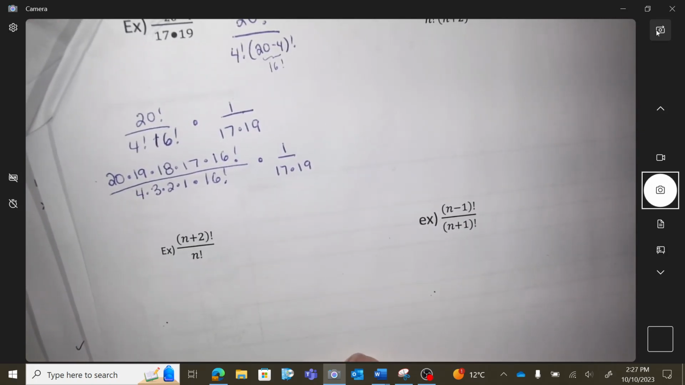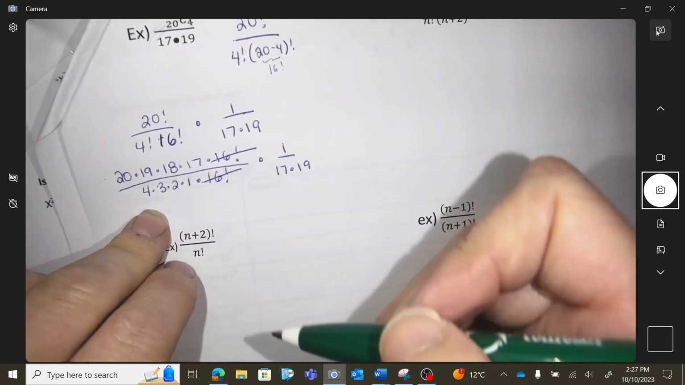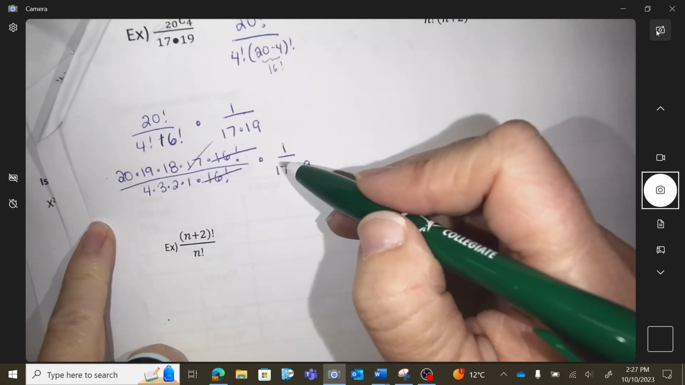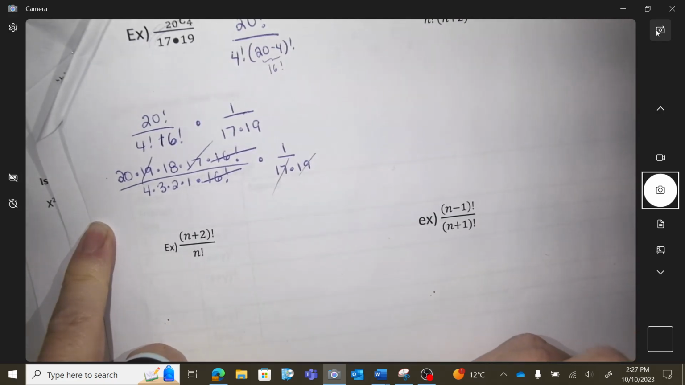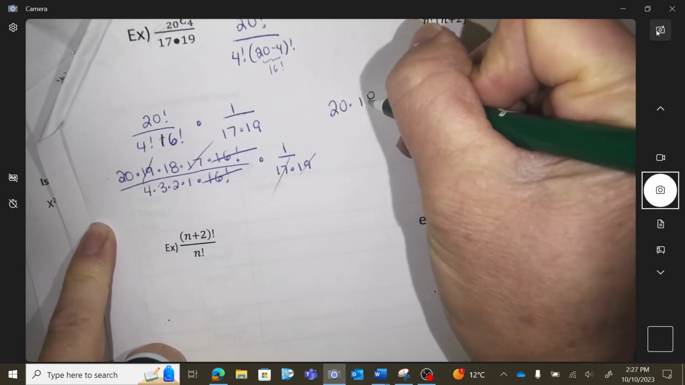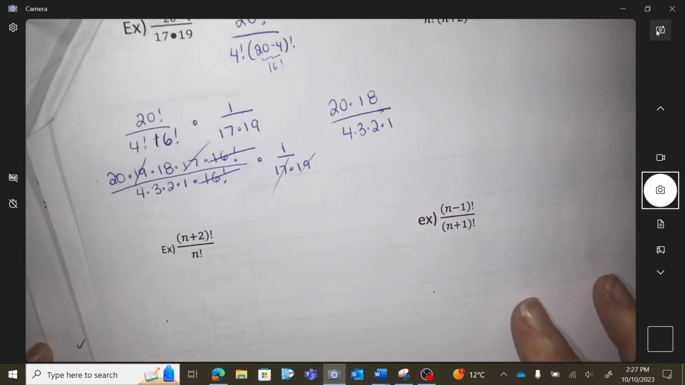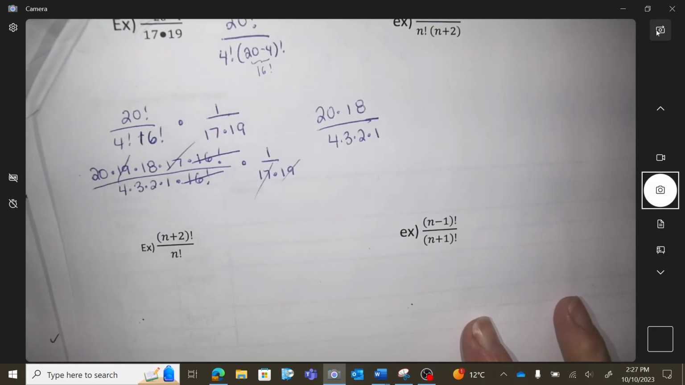Now I'm going to start canceling stuff. You ready? 16 and beyond, 16 and all the stuff after it, gone. I'm going to cross off a 17. I'm going to cross off a 19. So if you don't have a calculator, what are we doing here? This is what I'm left with after those cancels.